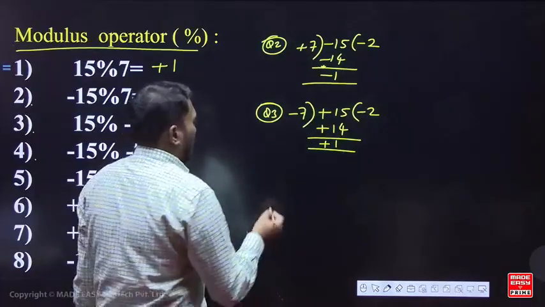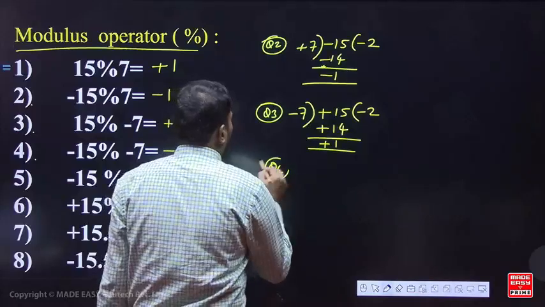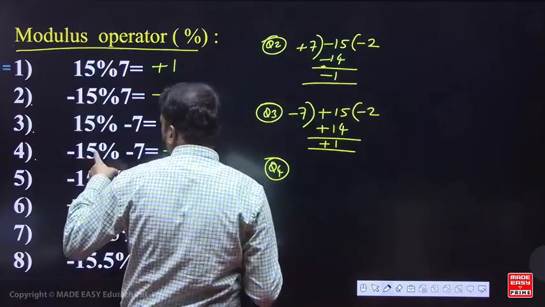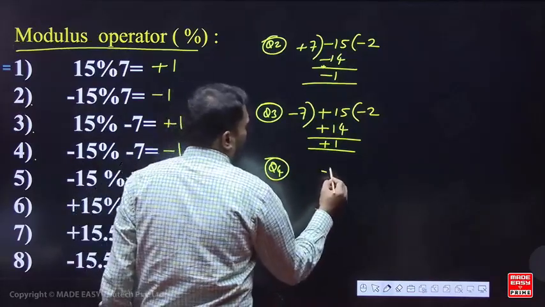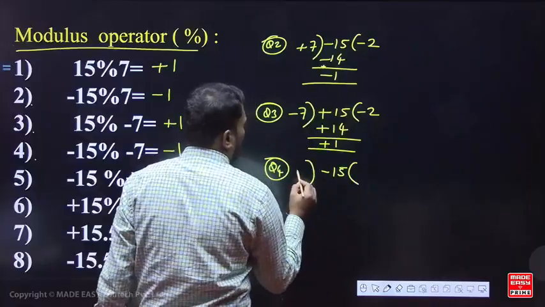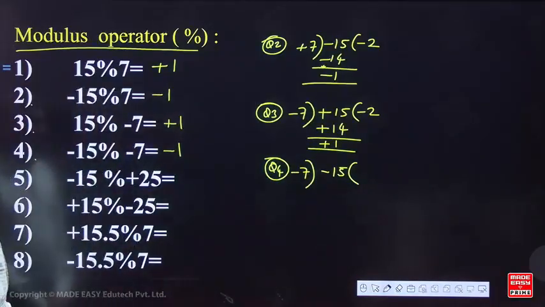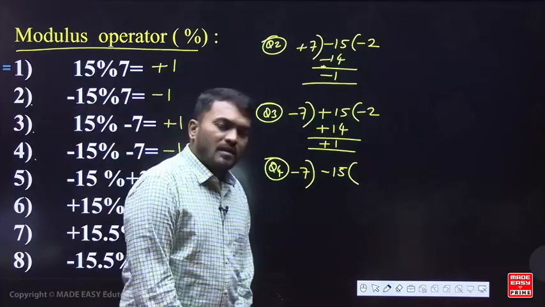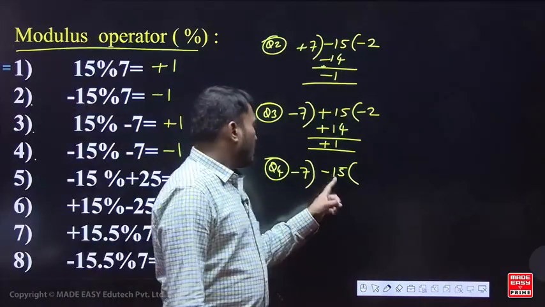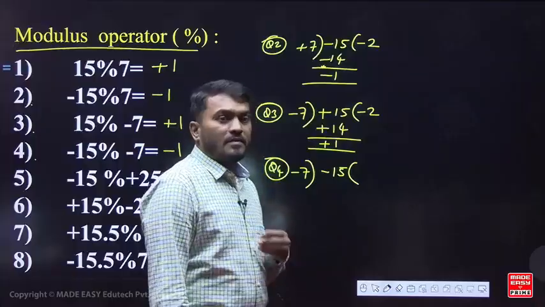Right? And next, question number 4. Tell me question number 4, what is the answer? Minus 15 mod minus 7. I think now you can understand minus 15 mod minus 7. Okay, yes, tell me, how many times will minus 7 go into minus 15? How many times will it go?